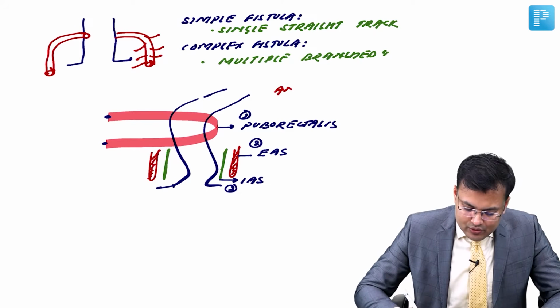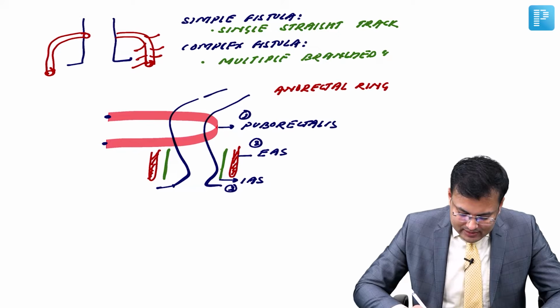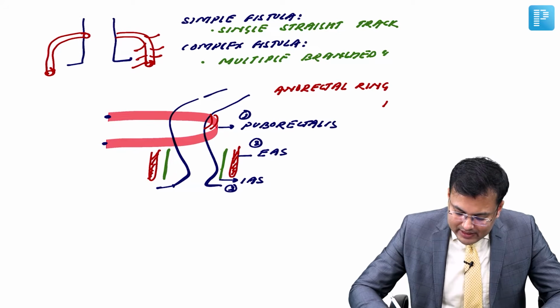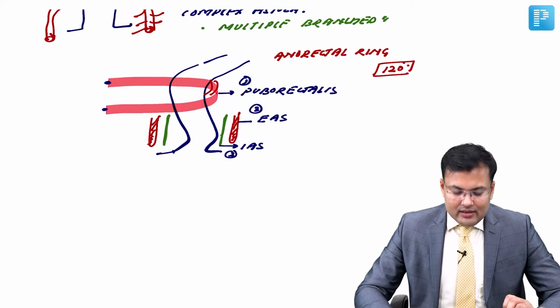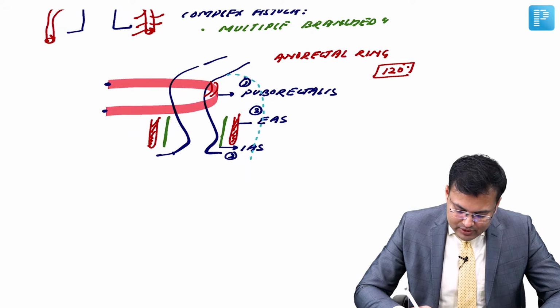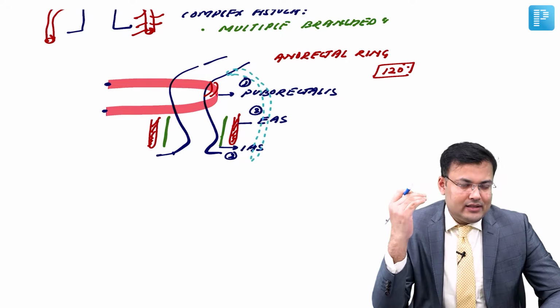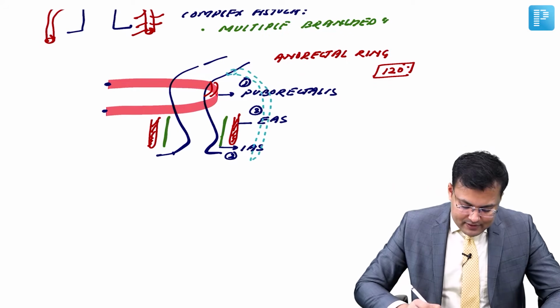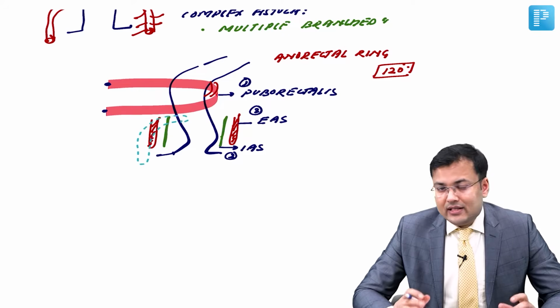This is anorectal ring. And we discussed in anatomy how much is the anorectal angle. The normal anorectal angle is 120 degree. So this is the anorectal ring. See, if there is fistula and the fistula is having internal opening above anorectal ring, this is high line. And if fistula is having internal opening below anorectal ring, this is low line.